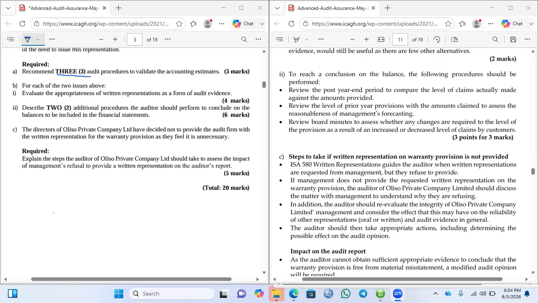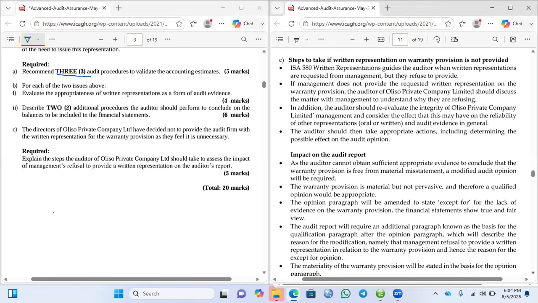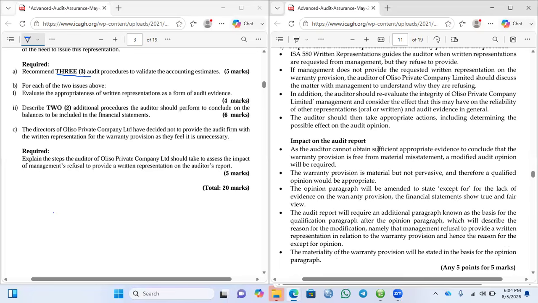Now let's look at the impact this may have on the audit report. As the auditor cannot obtain sufficient appropriate evidence to conclude on the warranty, then they have to issue a modified audit opinion. So let's remember that. So I think the question is two in one. First of all, you have to determine the steps the auditors should take and also assess the impacts this will have on the report.